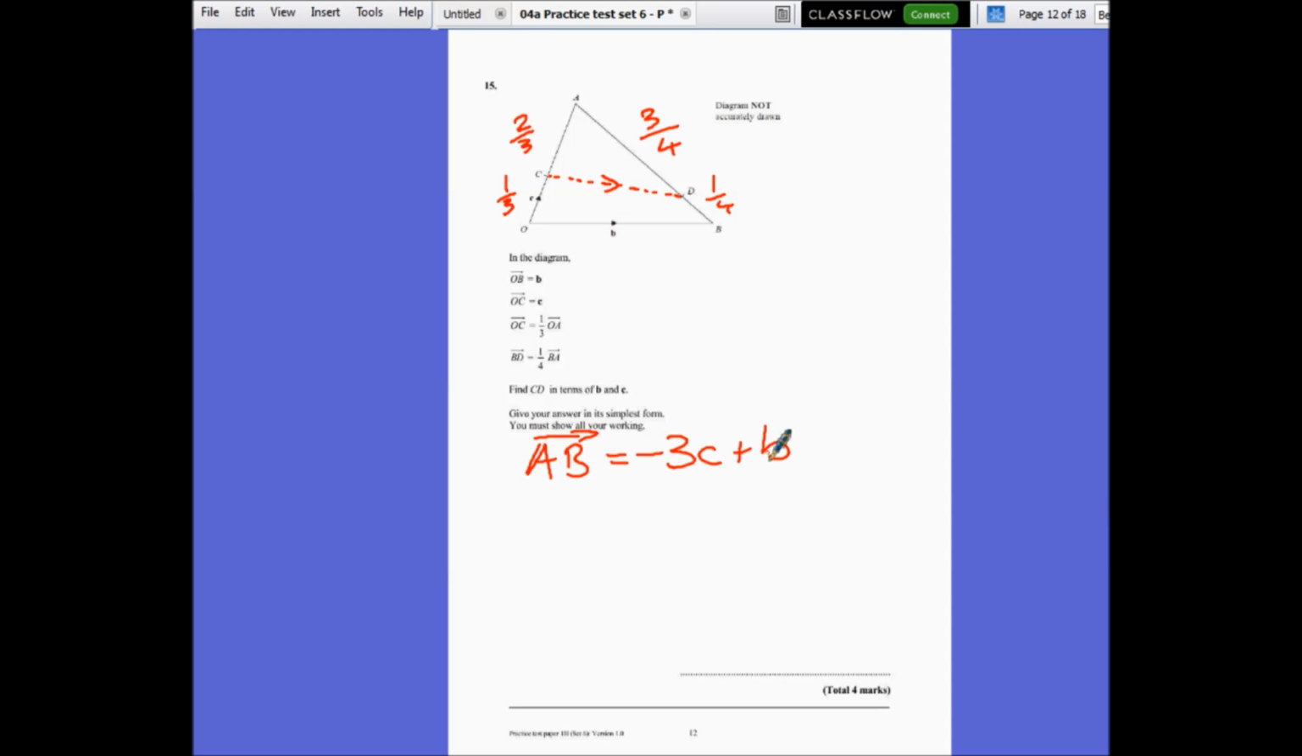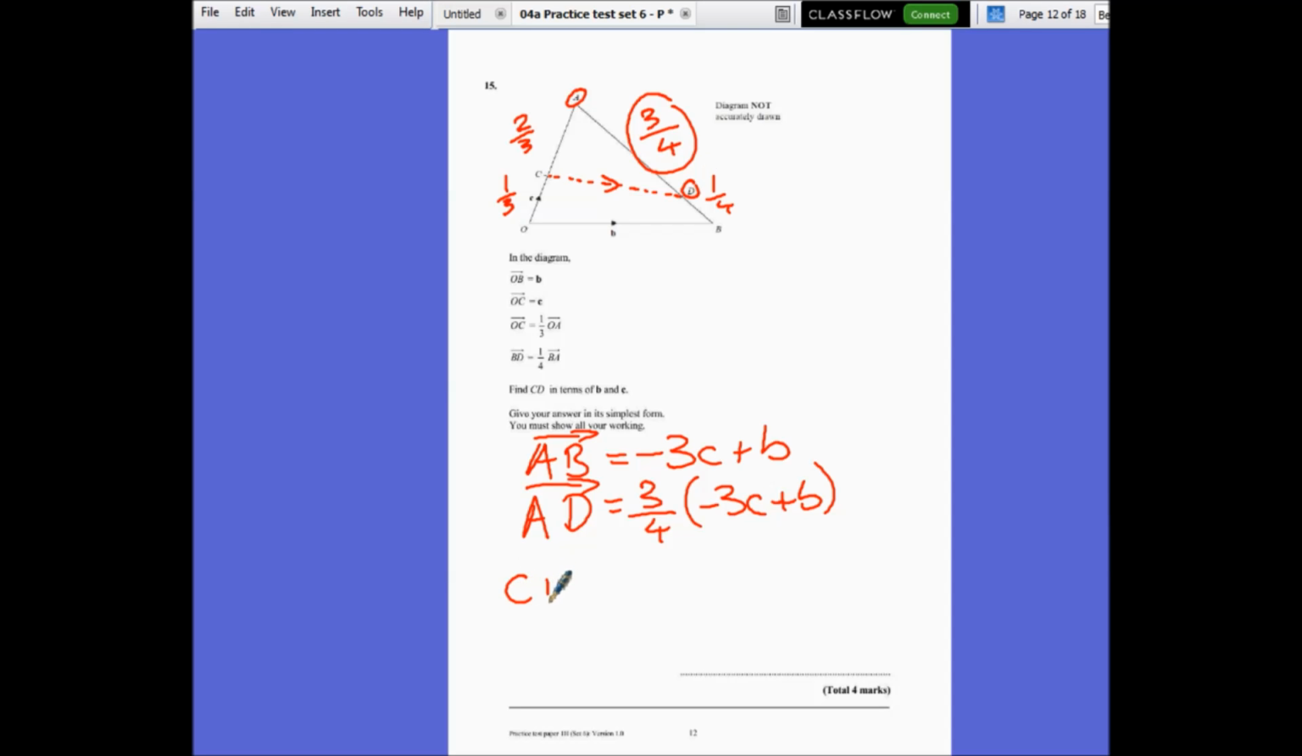Once we've got that, we can work out AD. So AD would just be 3/4 of AB. Because if we look at the diagram, we've said that going from A to D would only be 3/4 of that full vector. We then want to go from C to D.